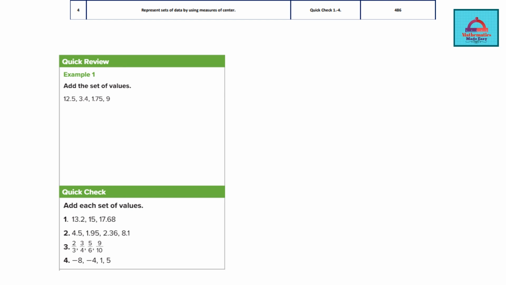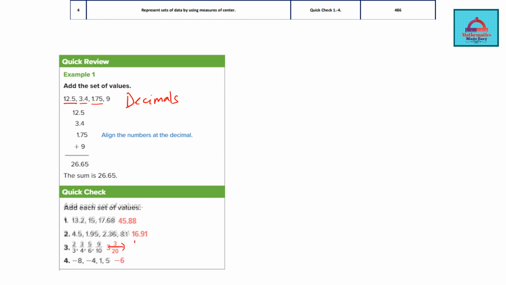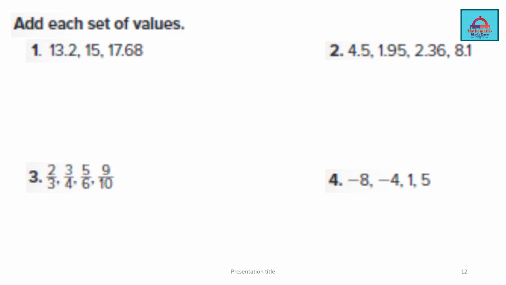Now in this one, you need to add all the set of numbers that are given to you. So you are given different numbers, you just have to add them. Some are decimals, some are fractions. If you see carefully, here you have decimals to be added. So decimals you are going to add with the decimal points. And then you have fractions also. So fractions also you are going to add using the LCM. So let's do it and see in the next slide how to solve them.